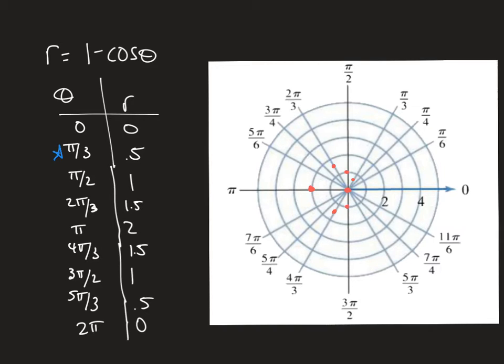At 5 pi over 3, I will be at 1/2. And then again, back at 2 pi, I will be back to 0. So I went back to the original starting point. So that is enough to give me the shape that I really need.